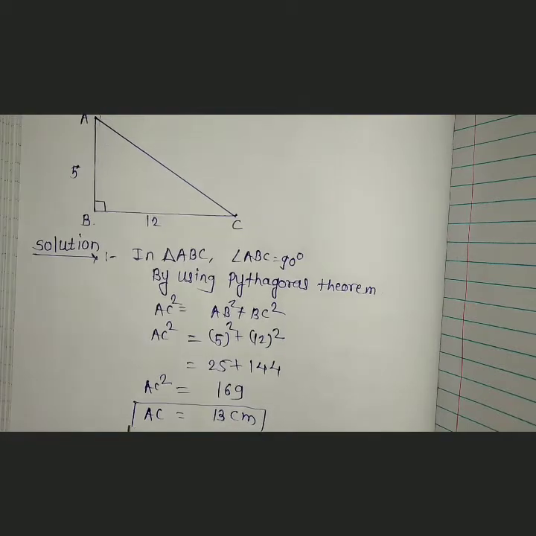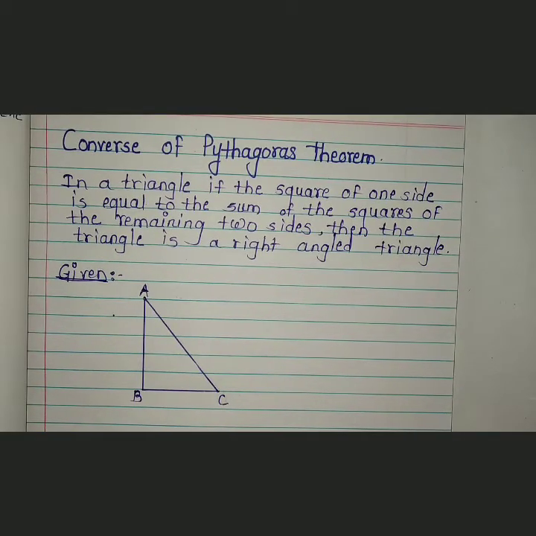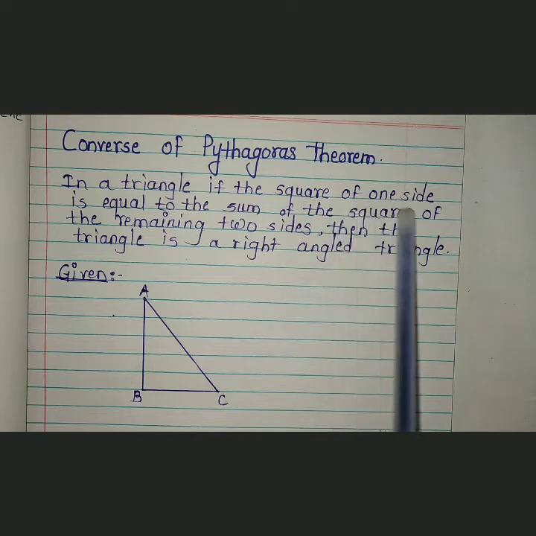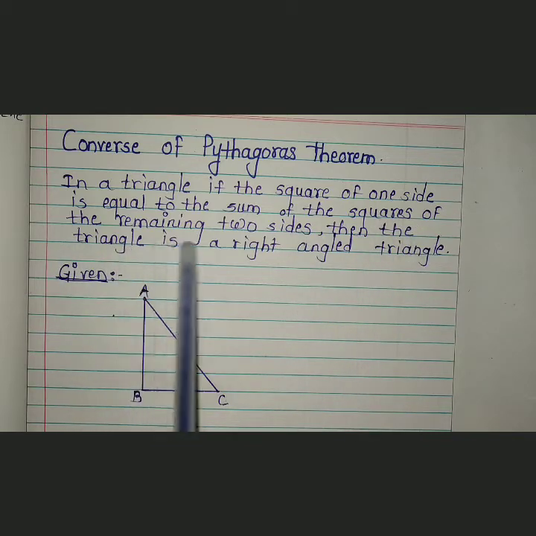Okay. Now next is the converse of the Pythagoras theorem, and the statement is: in a triangle, if the square of one side is equal to the sum of the squares of the remaining two sides, then the triangle is a right angle triangle.